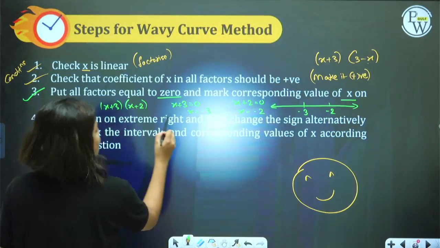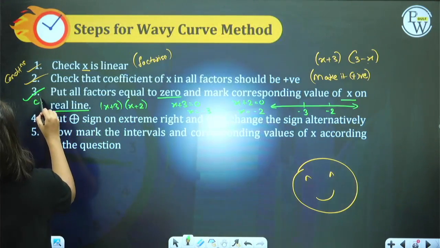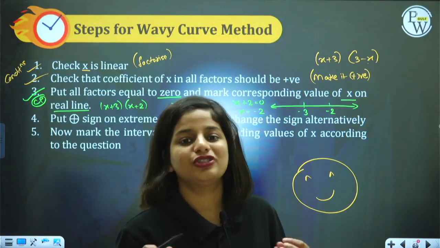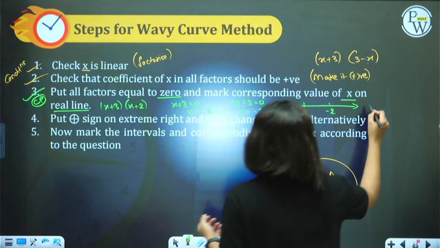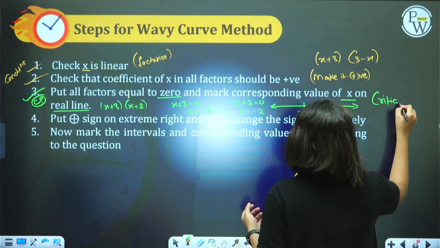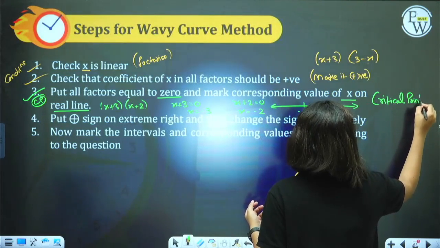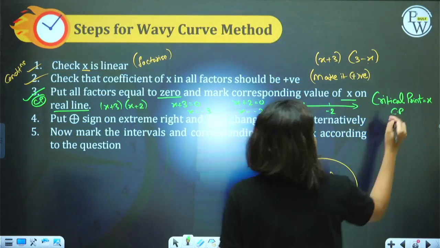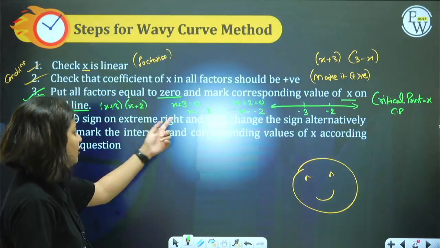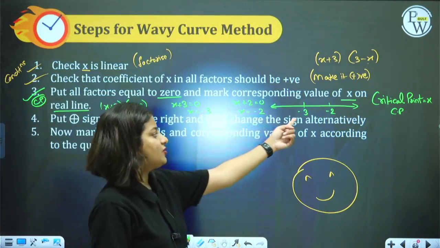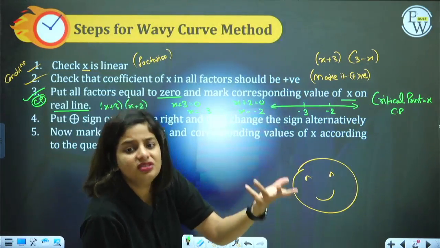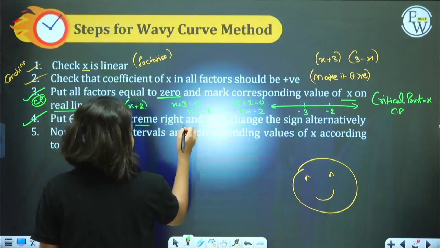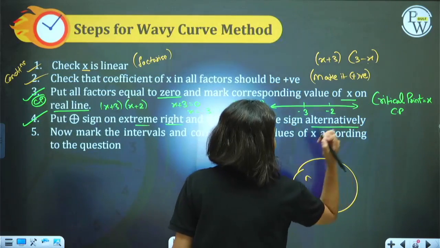I would like to call this a critical point, guys, CP. Critical point. It's a term referred to a lot of times in class 12th also. CP, critical point. When you put each factor equal to 0, you will get the critical points. This minus 3, minus 2, these are critical points. Critical means important points.